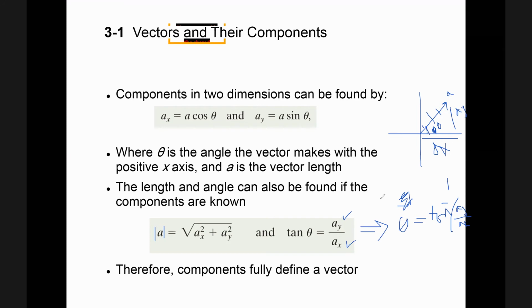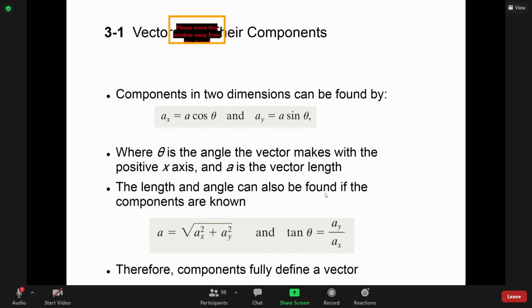This is how you find the inverse on the calculator. We need this information.